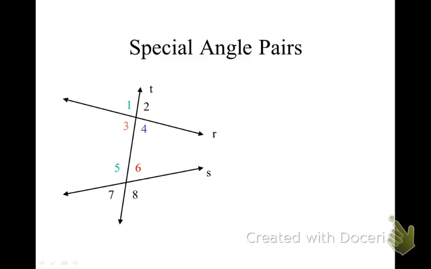More vocabulary. So we have special angle pairs. Angles 1 and 5 are called corresponding angles. So there's more than one set of corresponding angles in this picture. Angle 3 would of course correspond with which angle? Angle 7. Angle 2 would correspond with angle 6. And angle 4 and angle 8 would correspond.